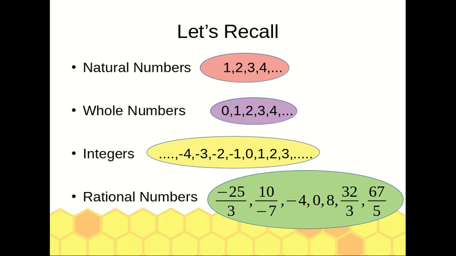This is the first type. The second type is whole numbers. Whole numbers are nothing but the same as natural numbers, but the only difference is that 0 is added in this group. So the whole numbers group contains 0 1 2 3 4 5 and so on. This is the second type of numbers, whole numbers.